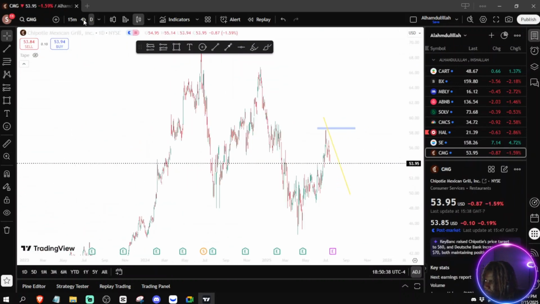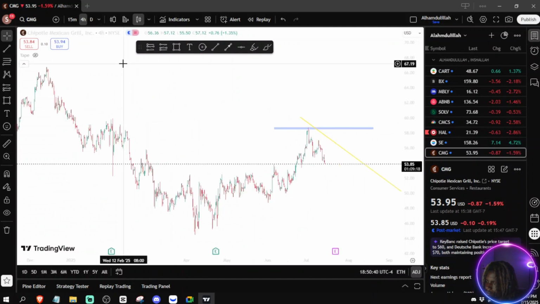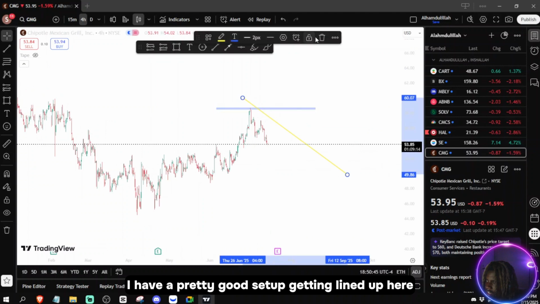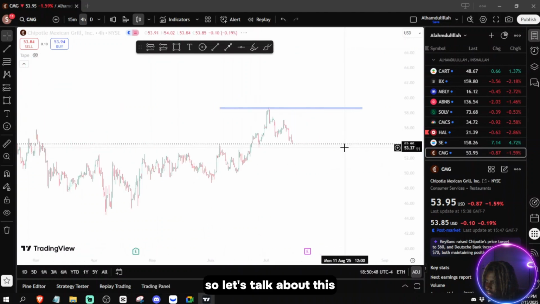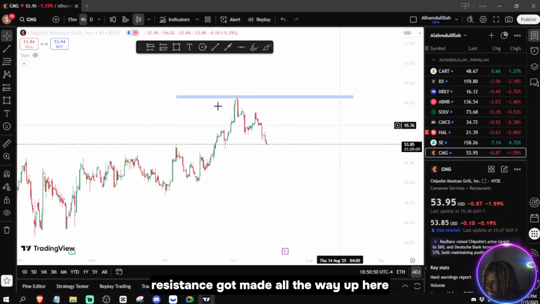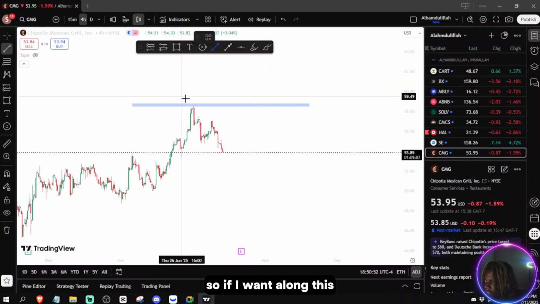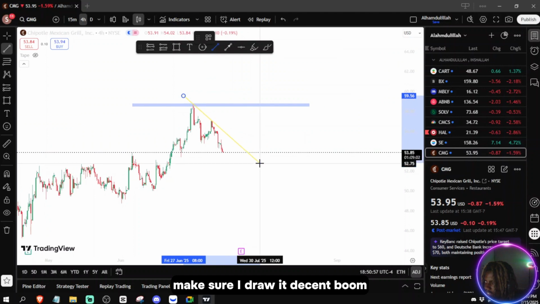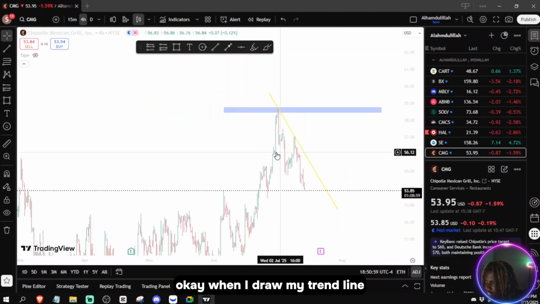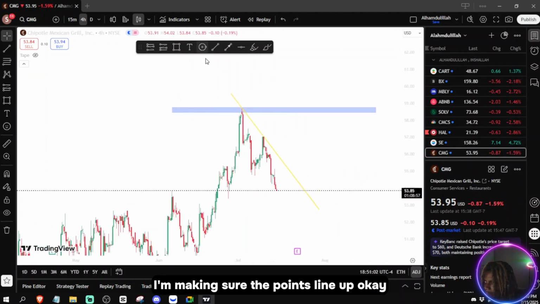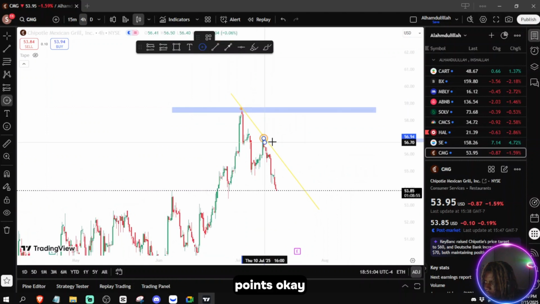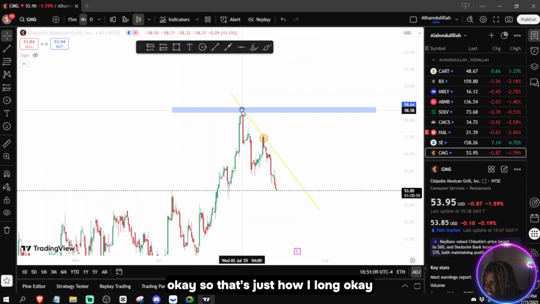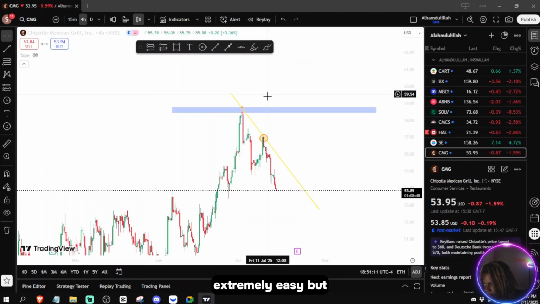CMG here. I have a pretty good setup getting lined up here. So let's talk about this. Resistance got made all the way up here. So if I want to long this, what I would do is get my trend line, make sure I draw it decent, boom. Okay, when I draw my trend line, I'm making sure the points line up. Okay, the 2 points are lining up with the trend line here, okay? So that's just how I long. Okay, longing is extremely easy.